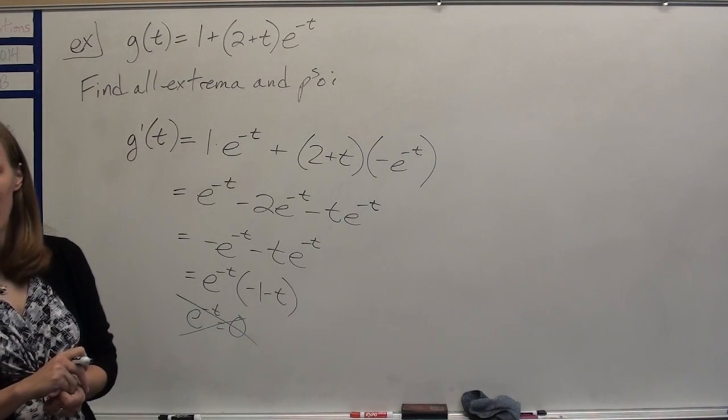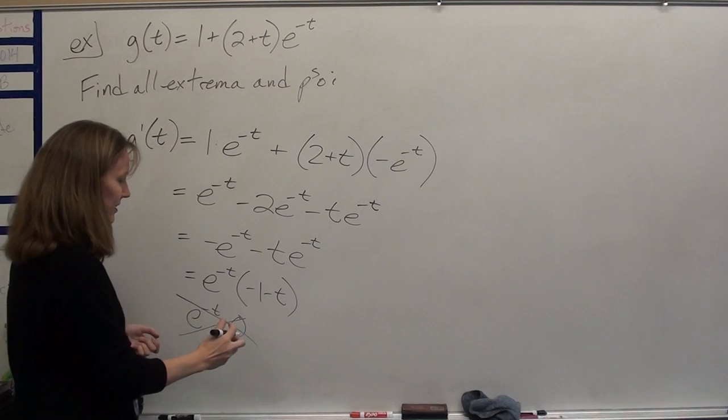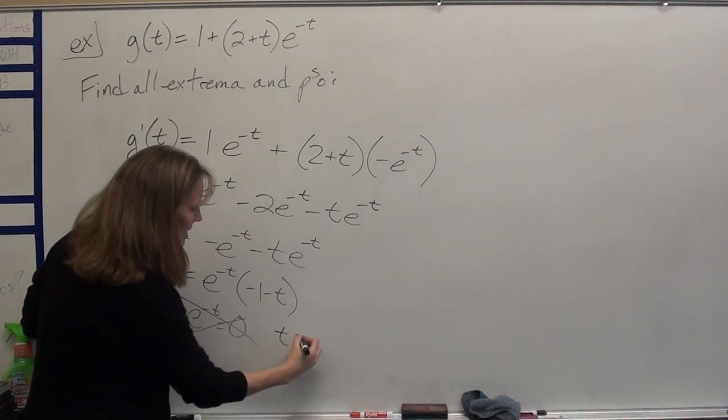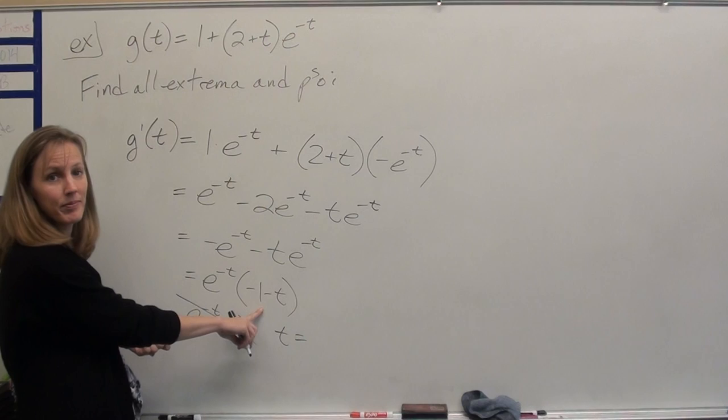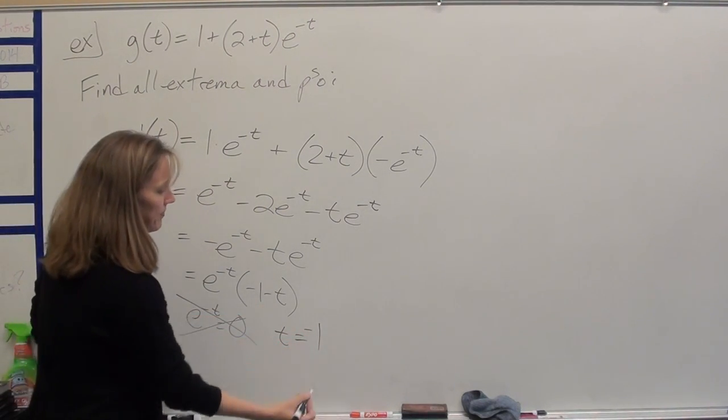You tried to trick us, but you couldn't get me. Okay, so for this one, we get t equals what? Be careful. Negative 1.